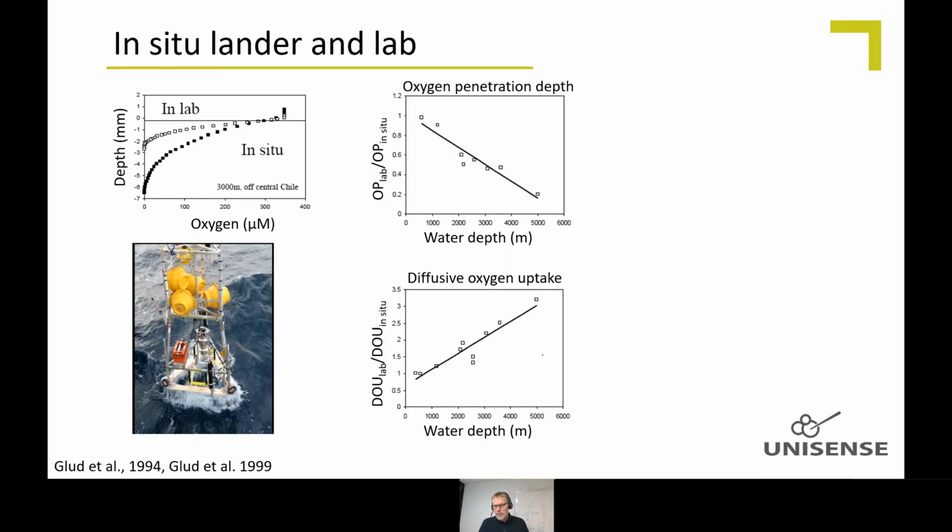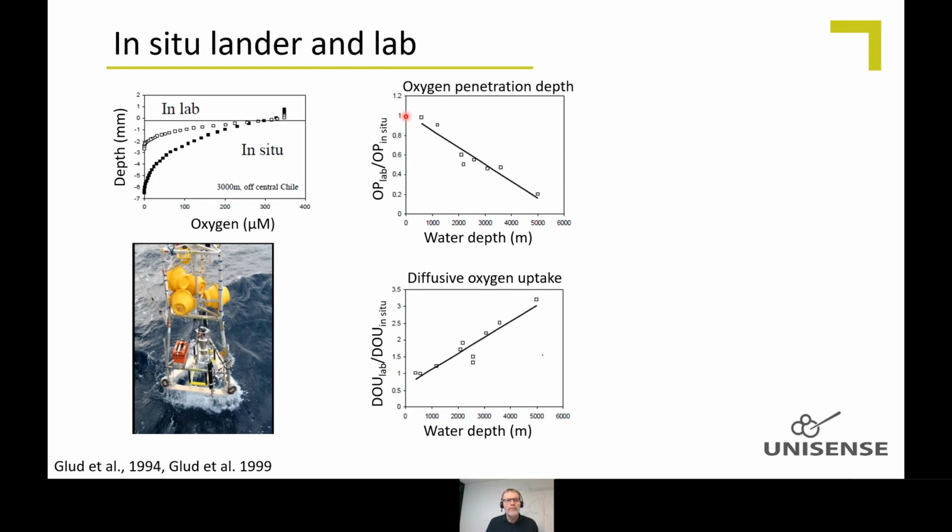So, the reason to go through all the hassle of using such an in situ one, I could argue for that with this study here by Ronnie Gluth et al. They've been the pioneers of a lot of this in situ sediment work. You can see oxygen profiles into the sediment here, measured in the lab of samples retrieved from the site and measured in situ with a lander. And there's quite a difference, 2 millimeters oxygen penetration in the lab and 6 at 3,000 meters depth off Chile.